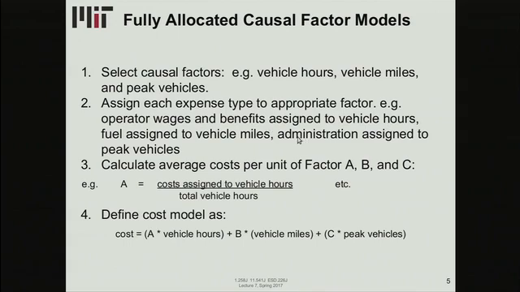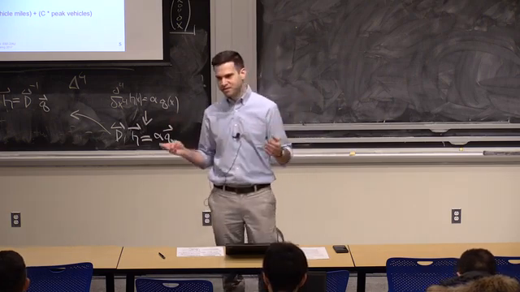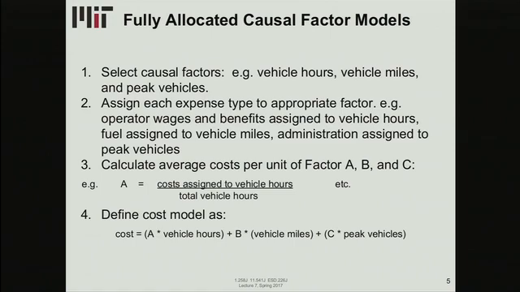And then administration. Well, administration, you might want to assign it to peak vehicles, because peak vehicles is a proxy for how big the agency is, and the bigger the agency, the bigger the administration costs, right? So it's one way of assigning these things. So this is an example, right?